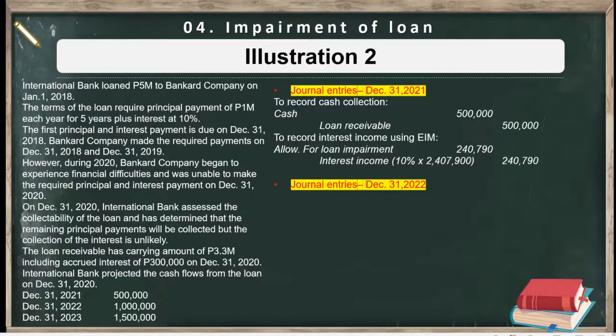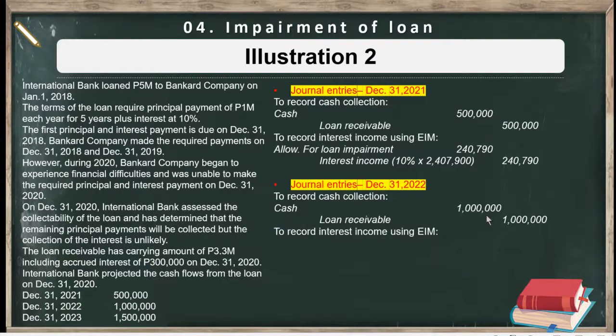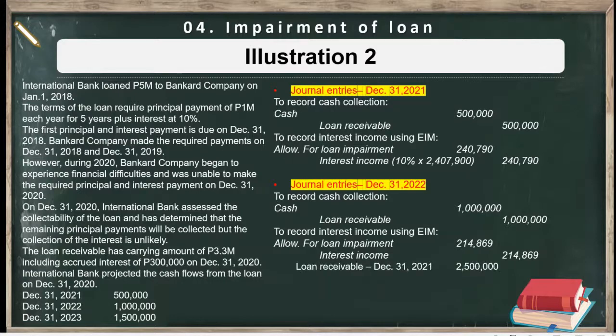For 2022, the following would be the journal entries to record the collection of cash, debit cash, credit loan receivable, that is for the 2022 projected cash flows. Then to record the interest income, debit allowance for loan impairment, and credit interest income. So how do we compute this one? Get the carrying amount. The loan receivable would be 2,500,000. Why is it 2,500,000? Of the 3 million, we have paid 500,000, or rather, add the remaining receivable, 1 million plus 1,500,000. So that would be 2,500,000.